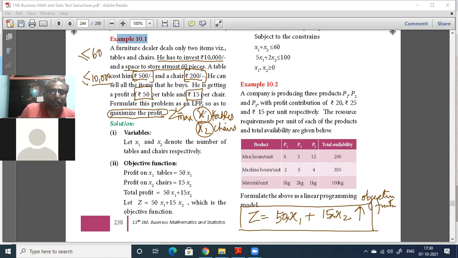First, you identified the variables, number of tables and number of chairs. These are the decision variables, x1 and x2. How many tables you have to sell and how many chairs you have to sell in order to maximize the profit. So maximizing the profit, this is the objective function you have found out. So the first part of the problem has been solved already. Let Z is equal to 50x1 plus 15x2. That's all, the first part. What is the second part you have to solve?